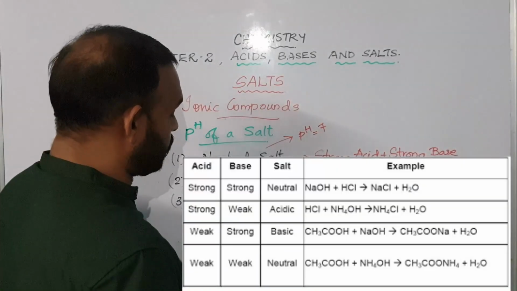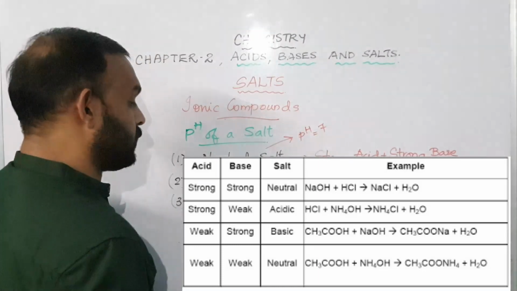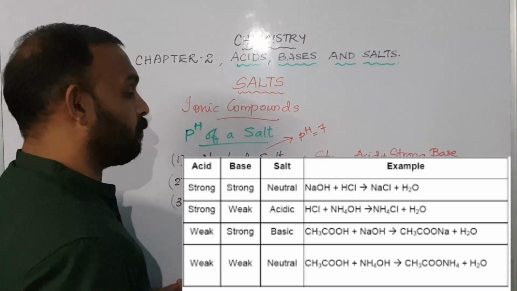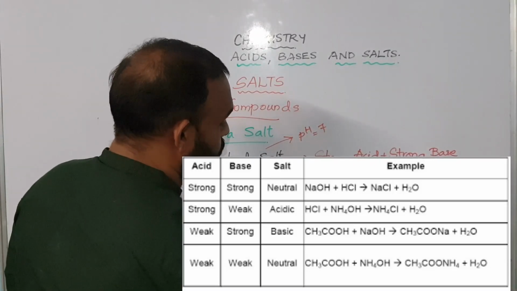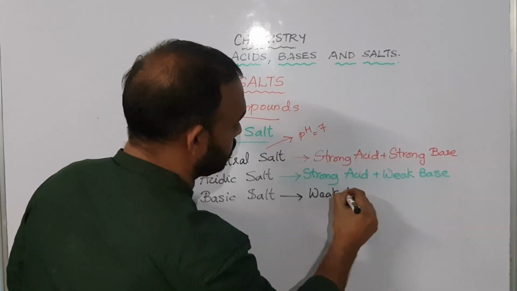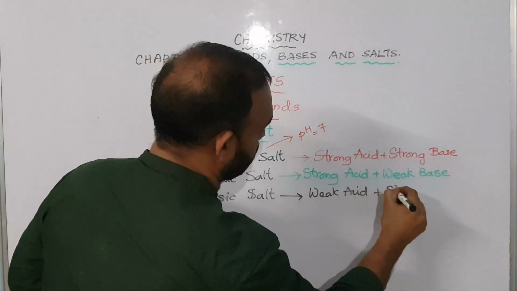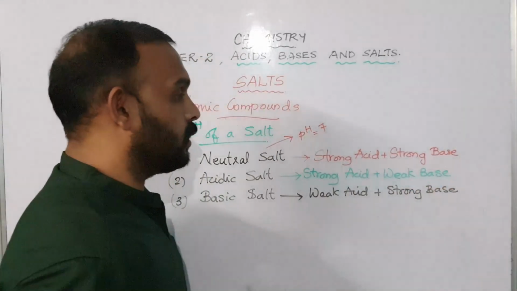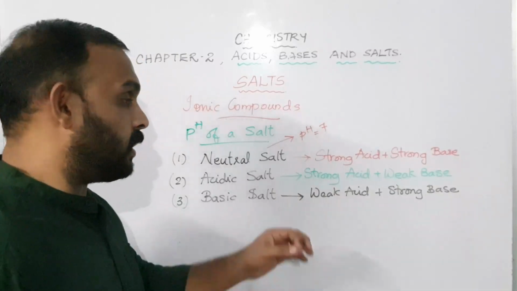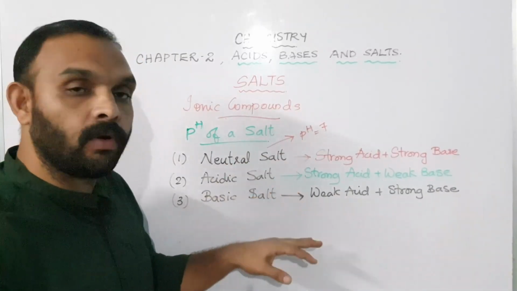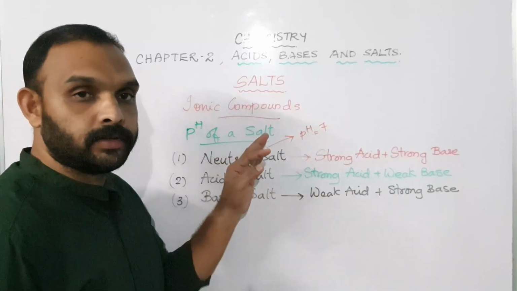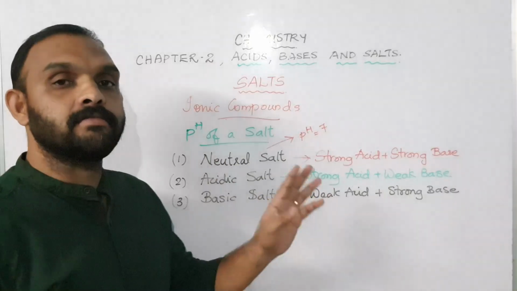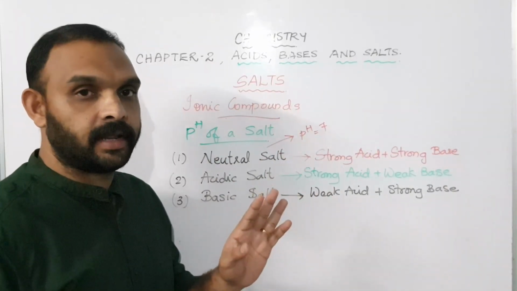Now we have the third one, that is basic salt. As acidic salt means from a strong acid and weak base, what about basic salt? Basic salt will form from a weak acid and a strong base. So we can say that there are three categories of salts, depending on the pH. What are they? Neutral salt, acidic salt and basic salt. Is it clear, my dear students?